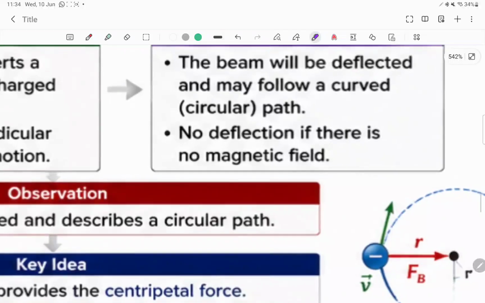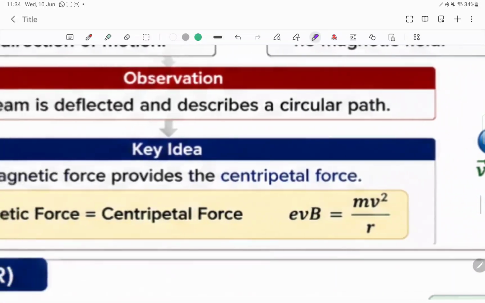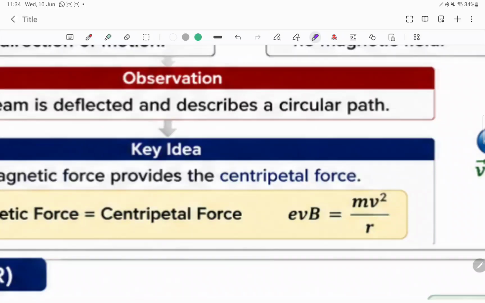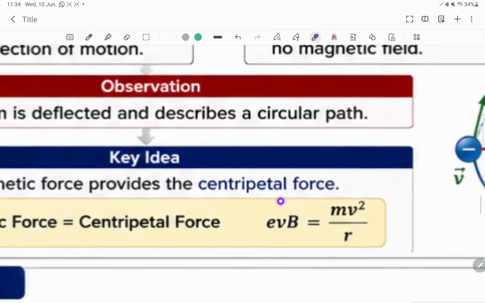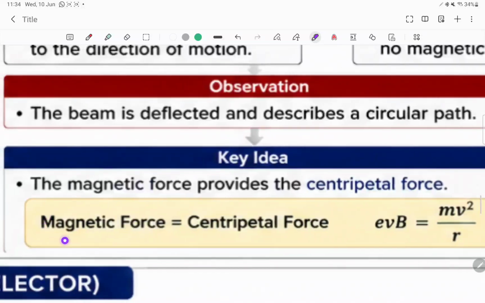Therefore, Thomson equated magnetic force to centripetal force. This is very important, and we use this relation. What is the magnetic field force? The magnetic force is equal to the charge of the particle, times the velocity of the particle, times the applied magnetic field strength. This is equal to the centripetal force. Centripetal force is equal to what? mv squared by r, where m is the mass of the particle, v is the velocity, and r is the radius.